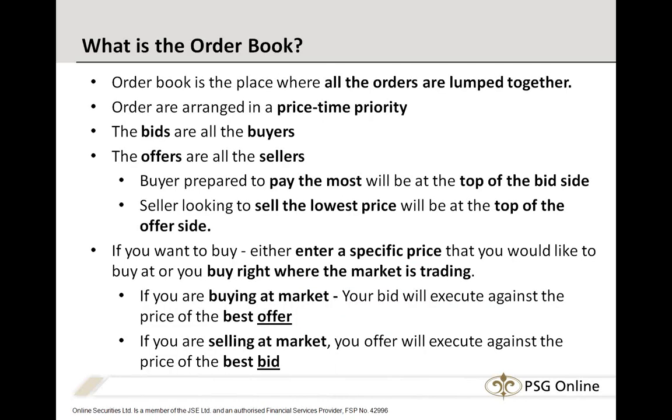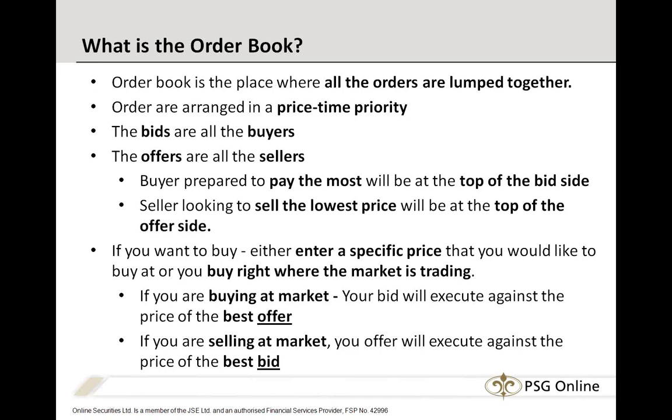So what is the order book? This is where everything gets lumped together in one place at the JSE, what they call the centralized order book. And all the orders are arranged by price and time priority. So first come, first served, and obviously the best price. Similar to shares and single stock futures, the bids are the buyers and the offers are the sellers. So a buyer that's prepared to pay a higher price will be at the top of the bid side, whereas the seller that's willing to sell at a lower price will be at the top of the offer side. You'll see a slide just now when we show the order book, what it looks like.